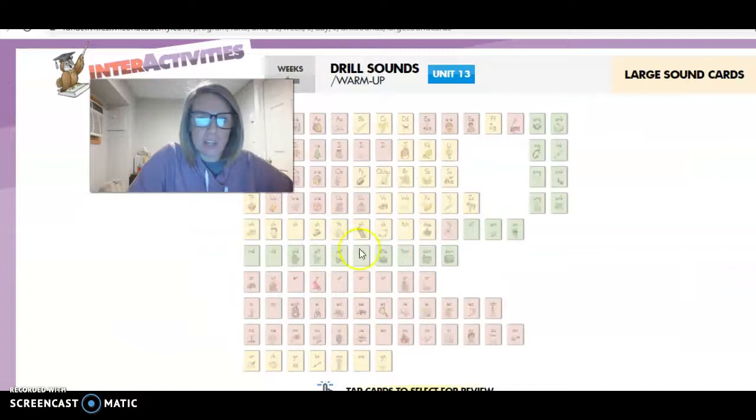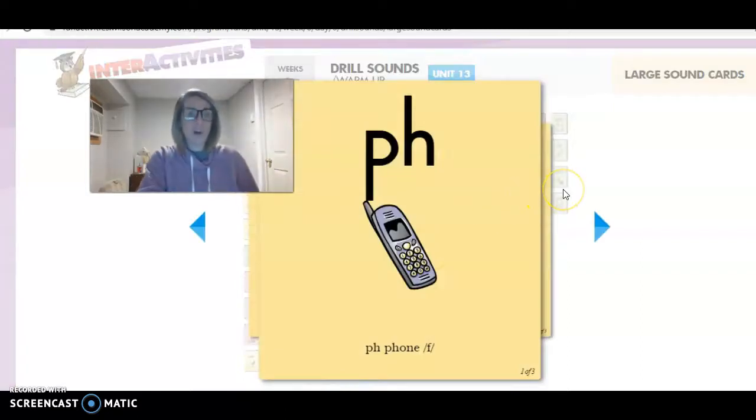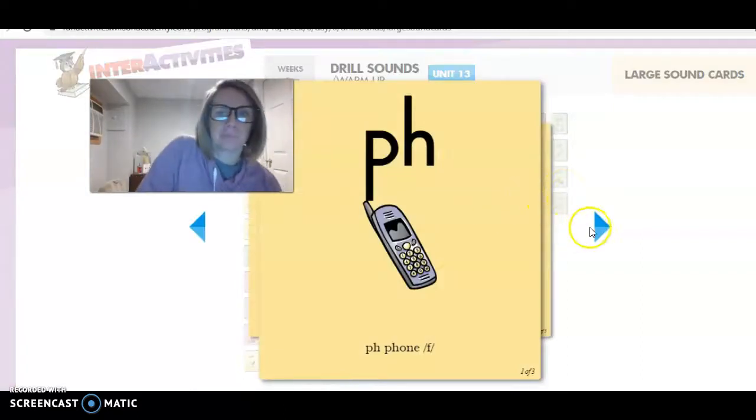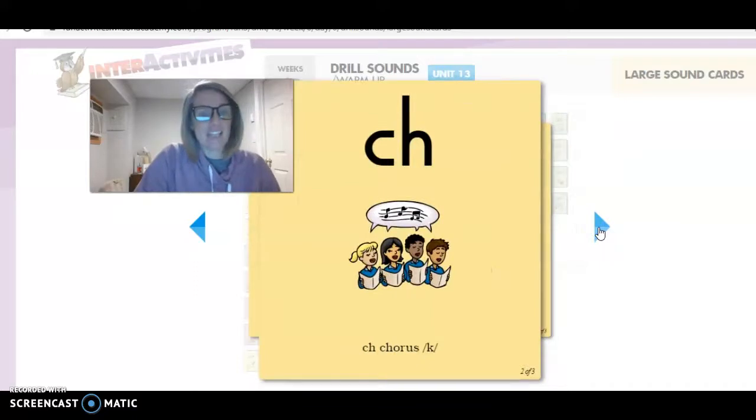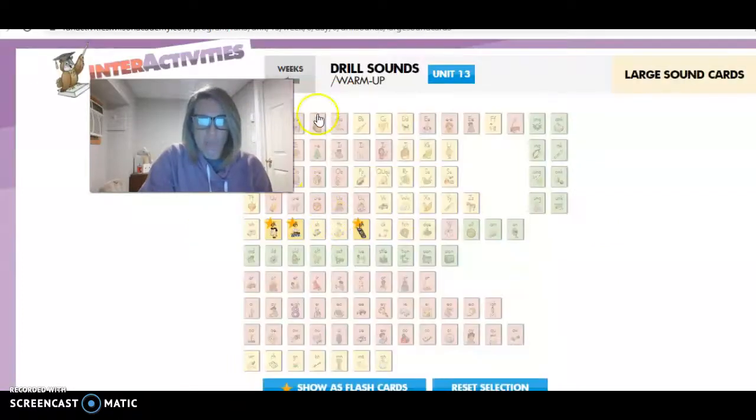Let's do it with the larger cards. We had this one and this one. PH, bone. CH, chorus, k. CH, chin, ch. Okay, and how do we always mark digraphs? With a little underline, that's right. Okay, and today we are going to do some word talk.